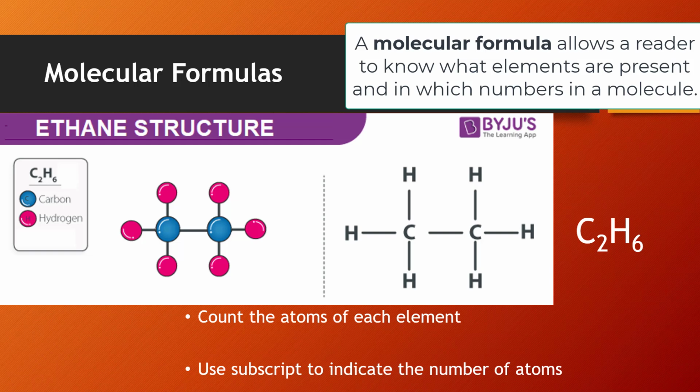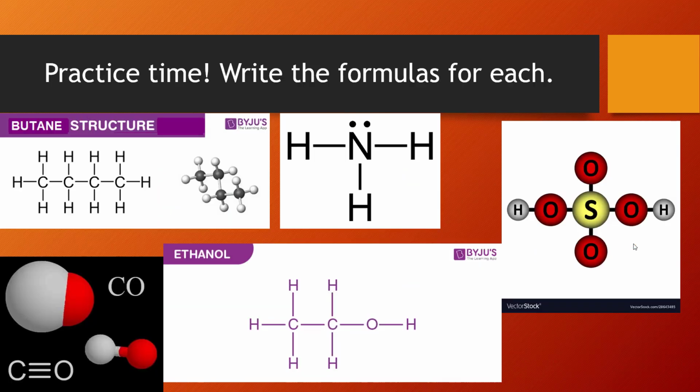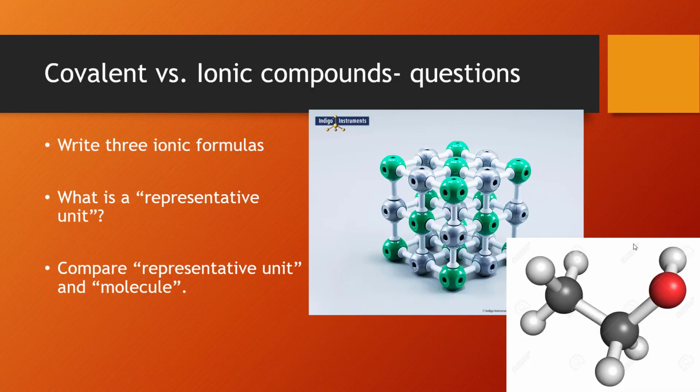Now, how do we turn this into a formula so that other people can read it and we don't have to draw out the whole molecule every time? Well, here we are with ethane. Ethane, as you see, has 2 carbons and 6 hydrogens. So you count these atoms, and then you use a subscript to indicate the number of atoms. Use the chemical symbol for carbon, which is C, and there are 2 of them. And use the chemical symbol for hydrogen, which is H, and there are 6 of those. So C2H6, that's ethane.